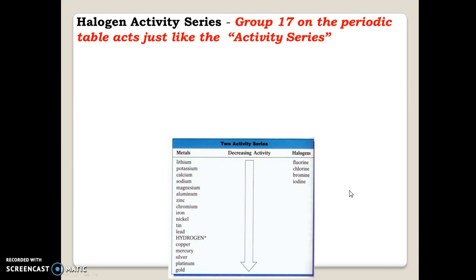The halogen group is also its own activity series for single replacement reactions. If I look on my periodic table, it goes in order. And that's single replacement reaction.